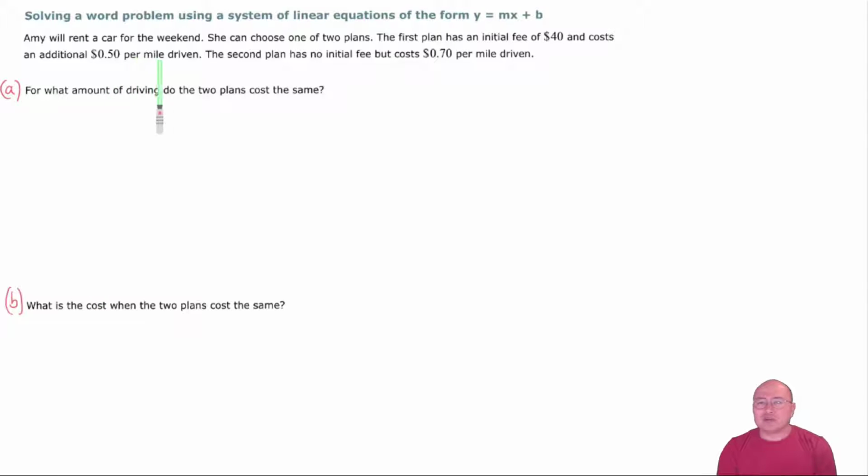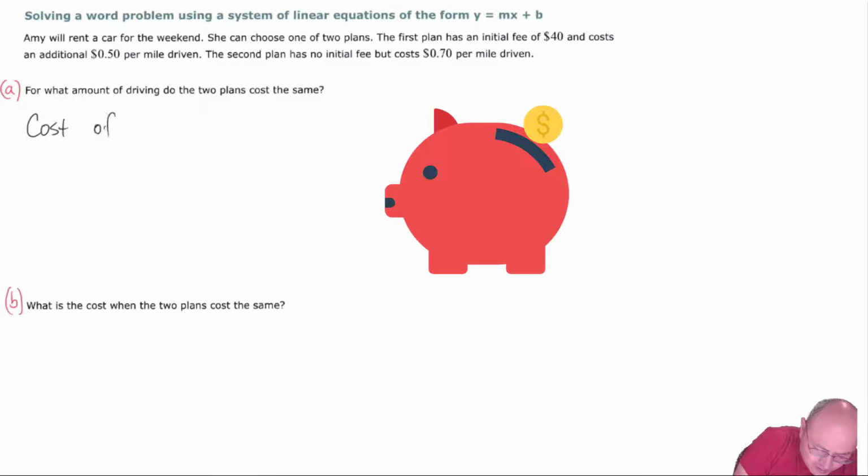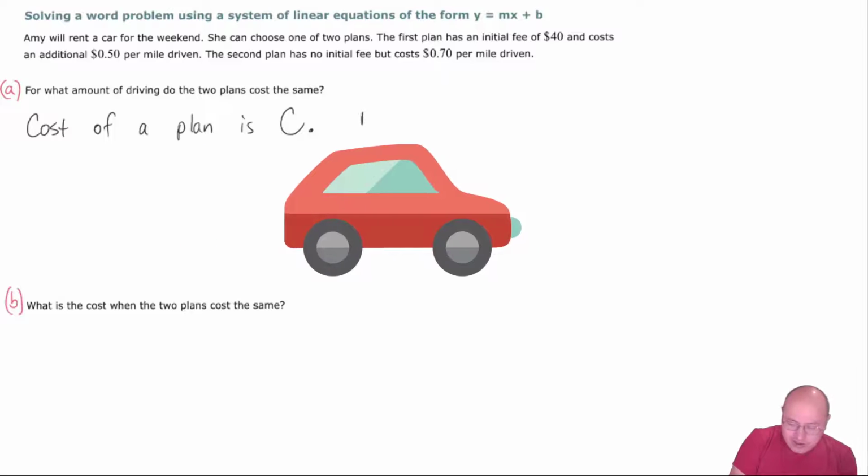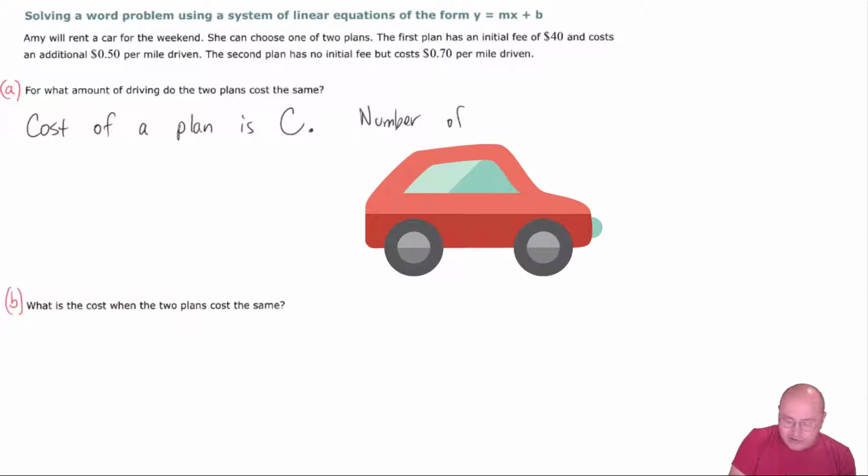And the first thing you want to do in any word problem is translate some of the words into a mathematical symbol. We certainly want to use a variable here. Why don't we use the cost? Let's use the words the cost of a plan. The cost of a plan is the letter capital C. Let's say the number of miles driven is lowercase x.